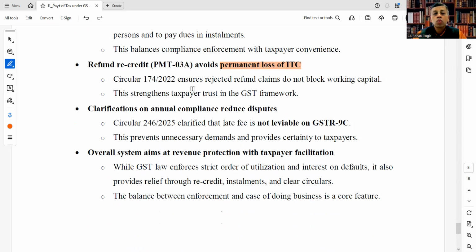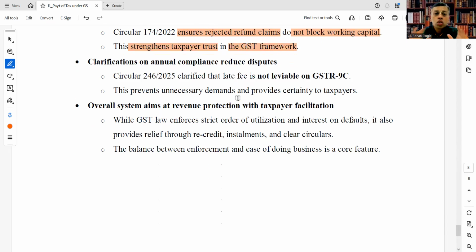Circular 174 of 2022 ensures rejected refund claims do not block the working capital needs of the business. This strengthens taxpayer trust in the GST framework. Clarifications on annual compliance reduce disputes. Circular 246 of 2025 clarified that the late fee is not leviable on GSTR 9C.